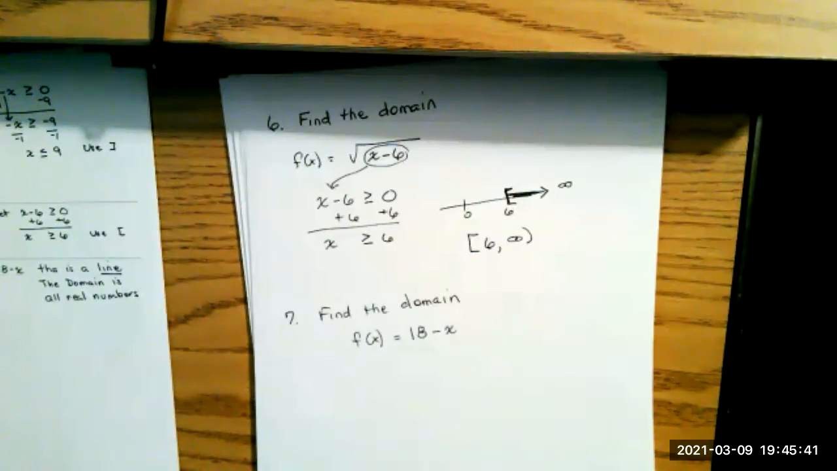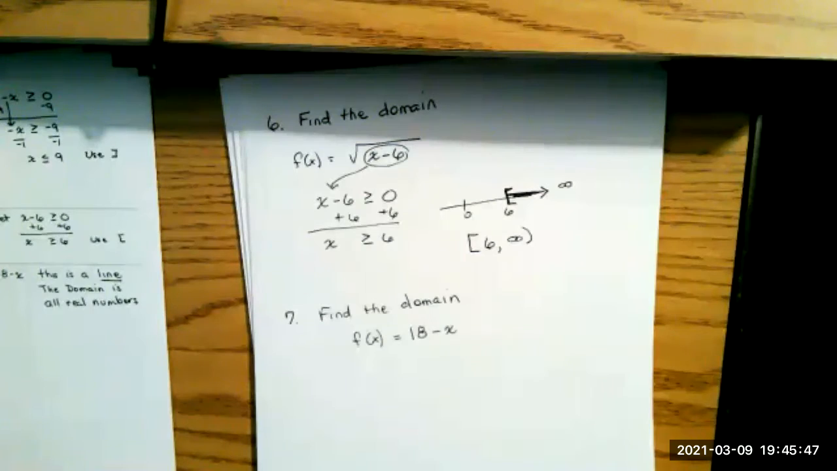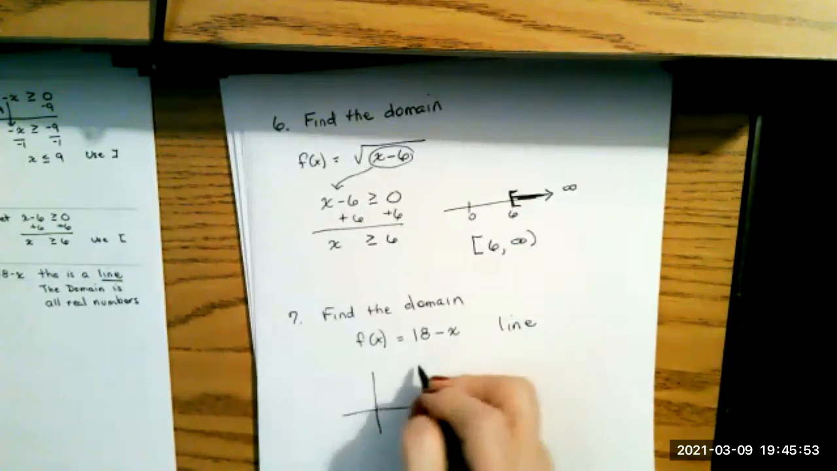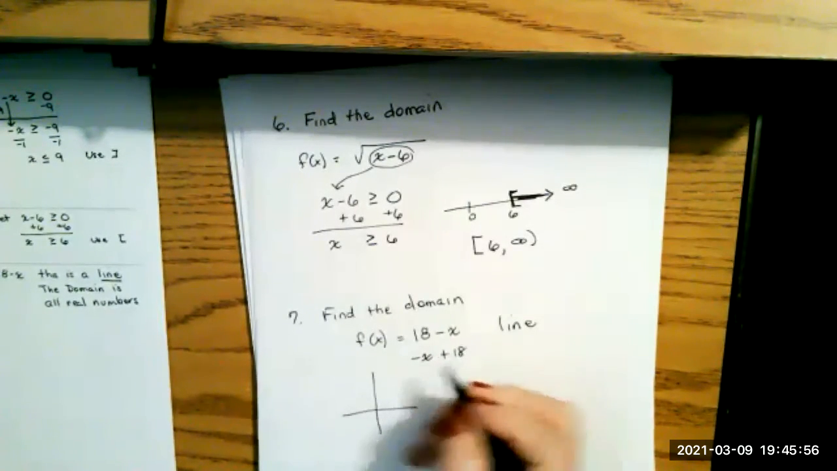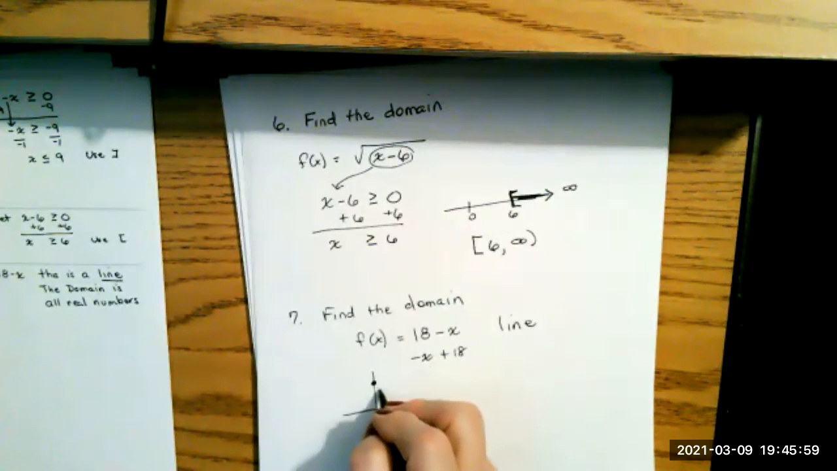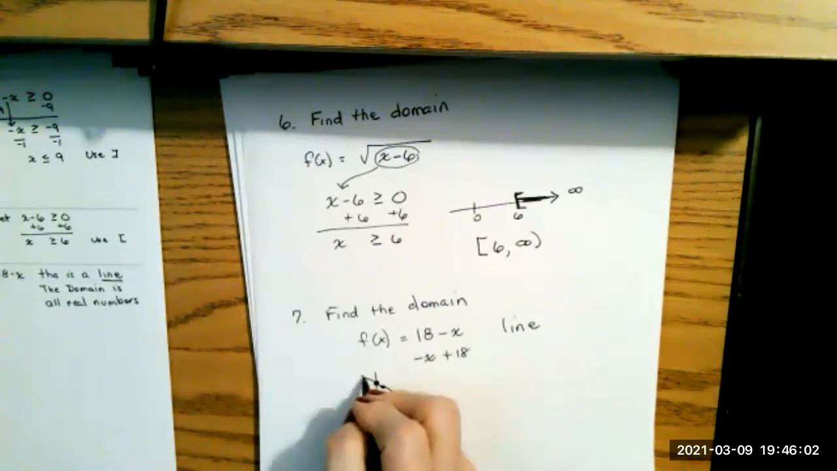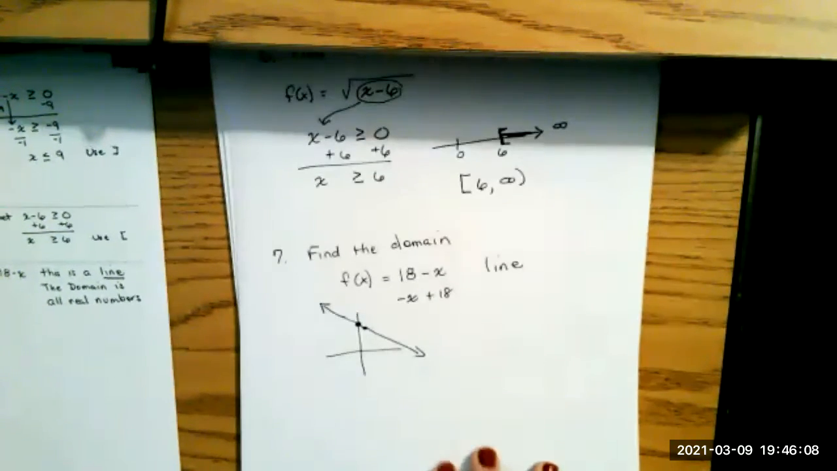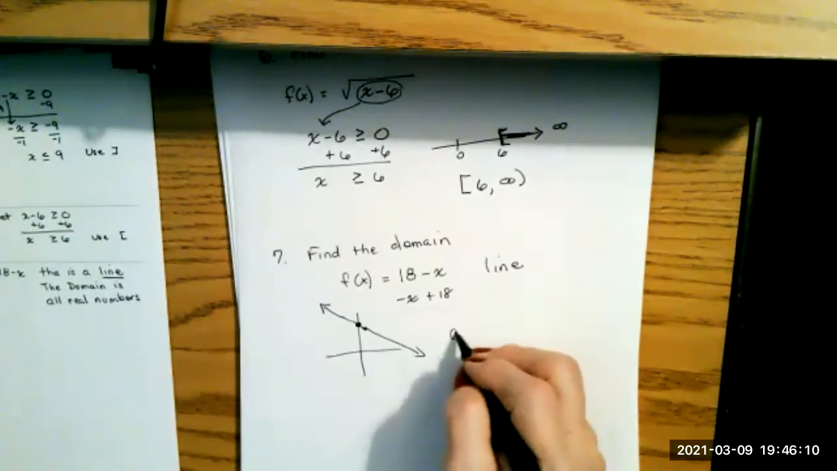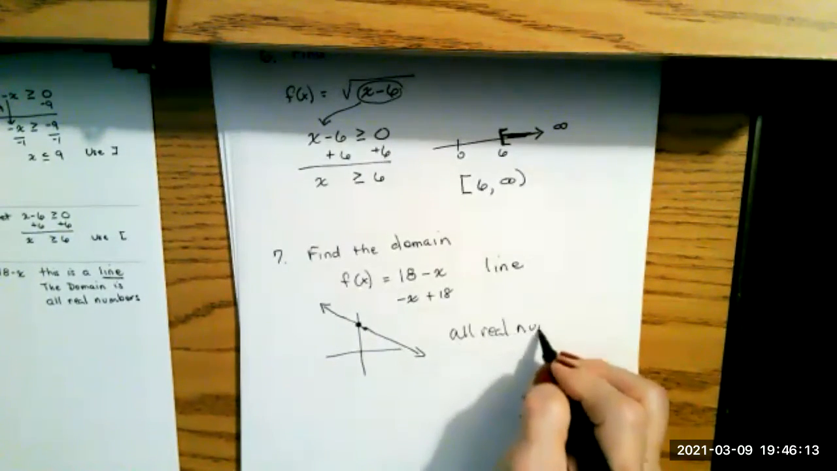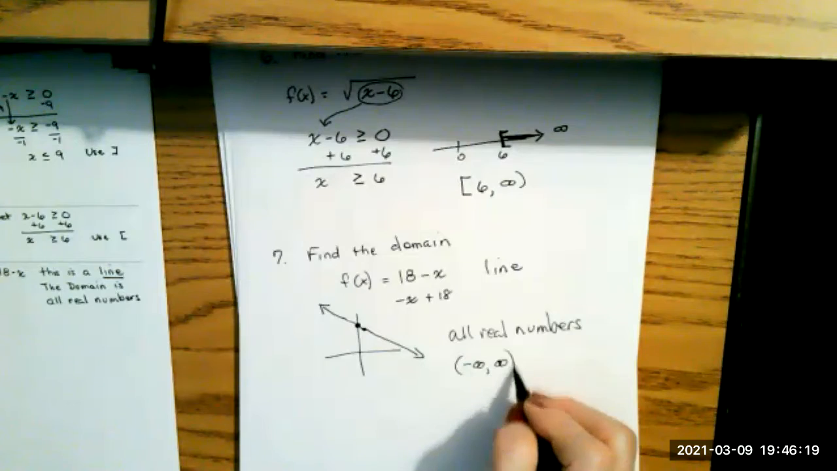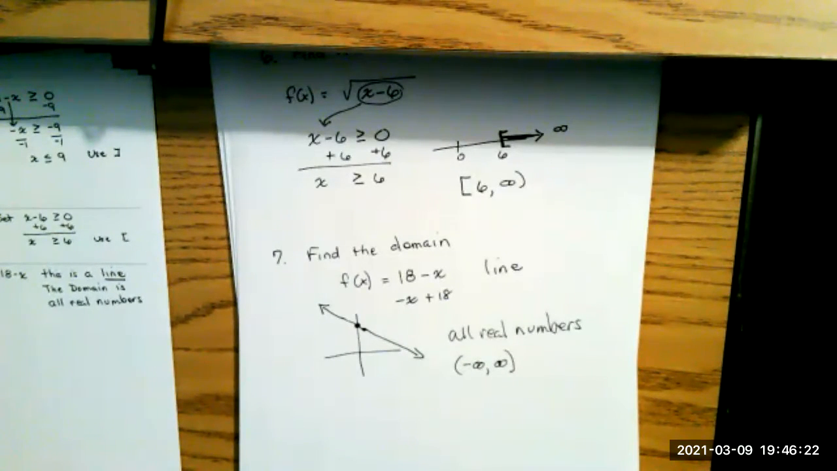Why not? Because it's not a square root. There's no square root. So this thing is just a line. It's really negative x plus 18. It's going to go up here to 18, and then you're going to go down 1 and over 1. So it's just a line. Now, what is the domain of a line? Does anybody remember? All real numbers. And they're going to ask for it in interval notation. So you would go negative infinity to positive infinity.